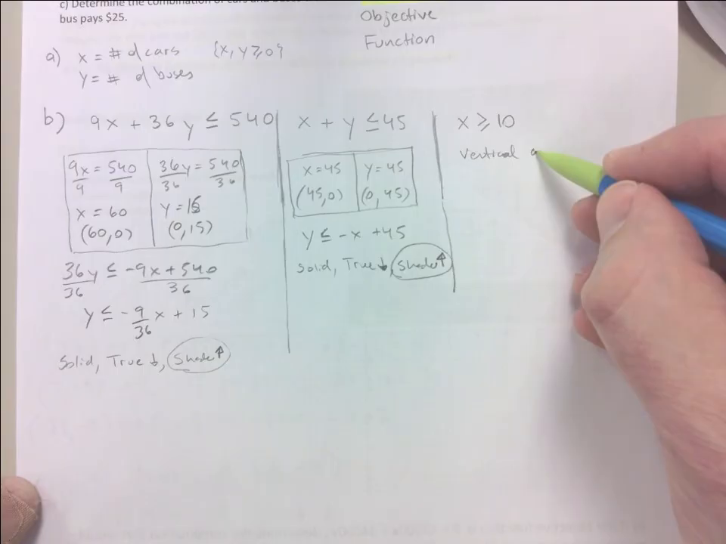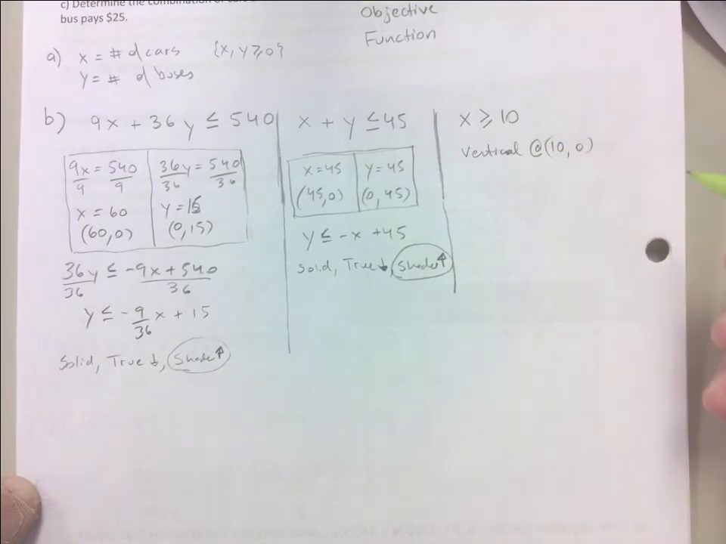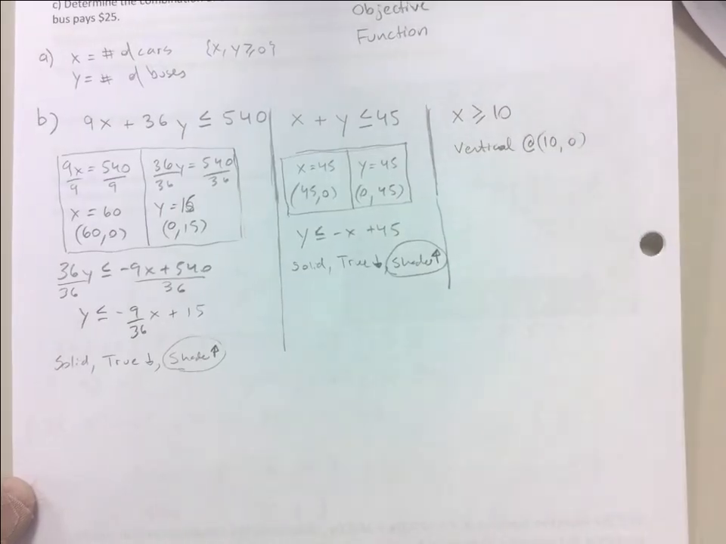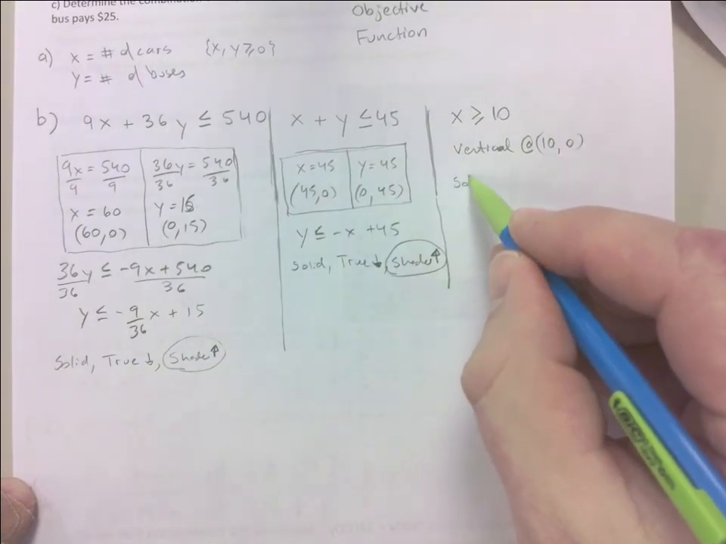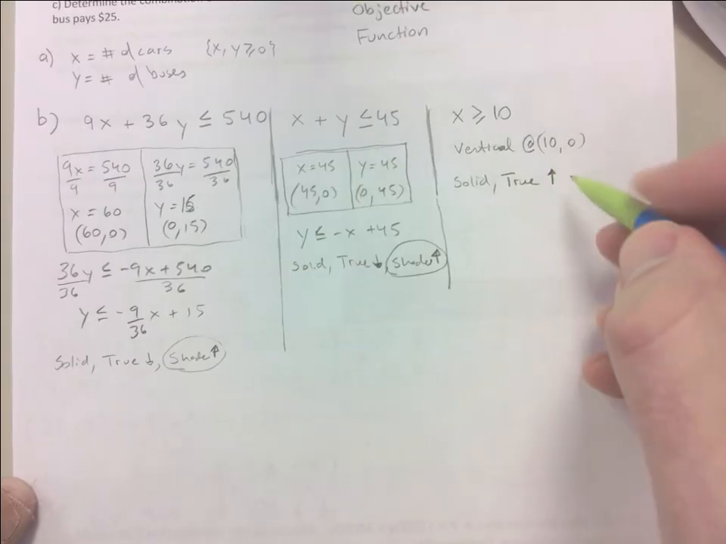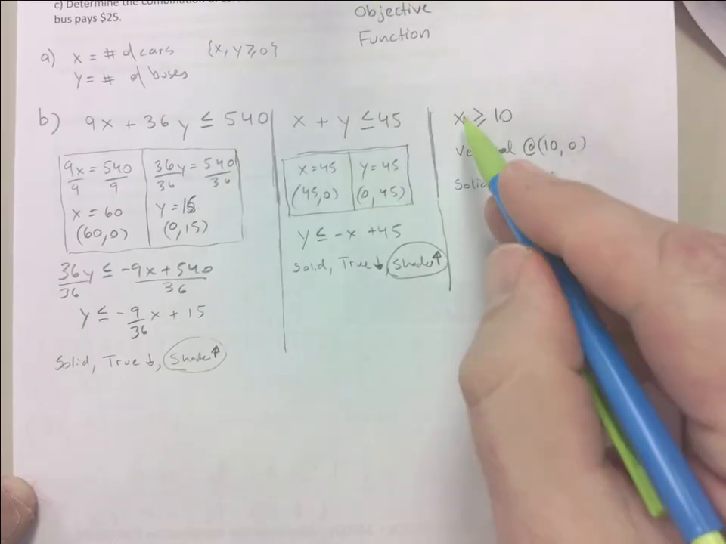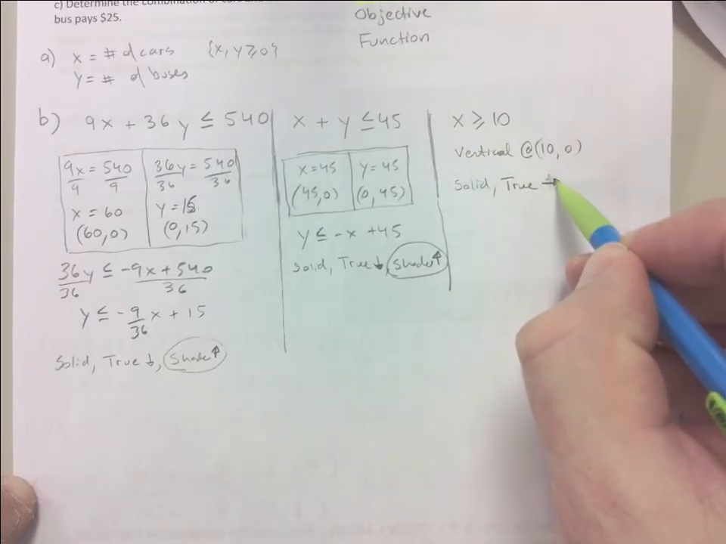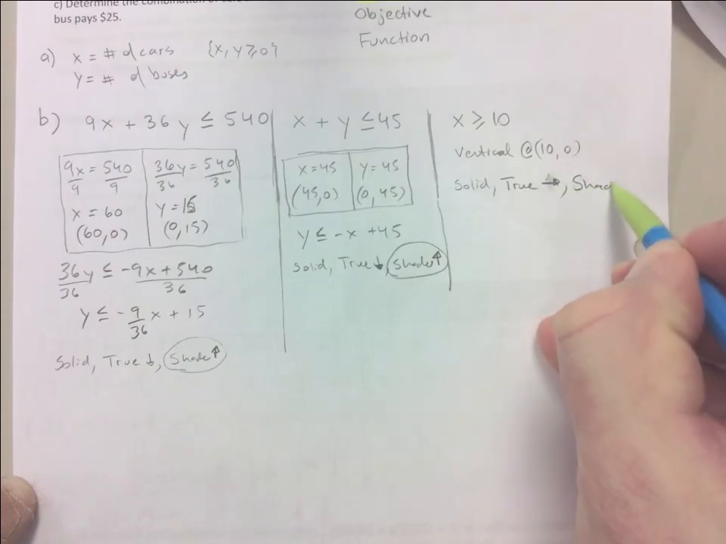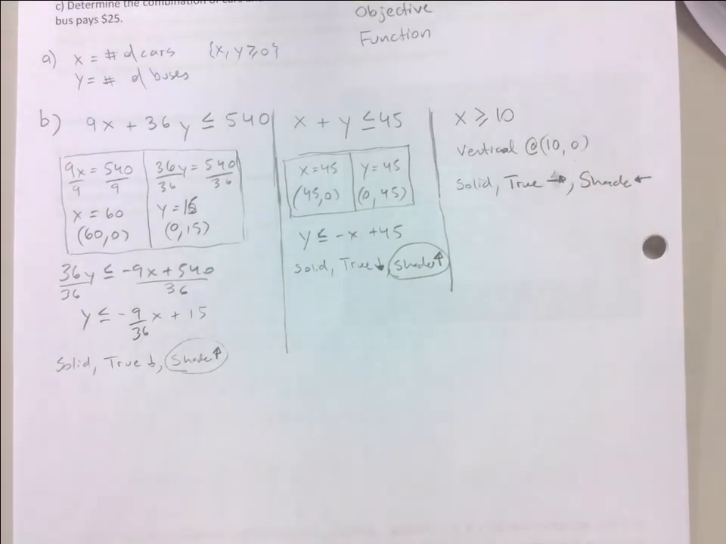Vertical. Vertical line at 10, 0. Solid. True region is above the line. Sorry, this is a vertical. Careful. True is to the right. Shade to the left. No need to clean up, no need to do anything, that's all you need there.